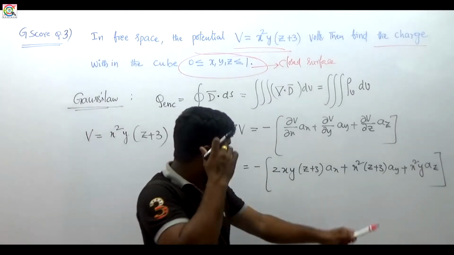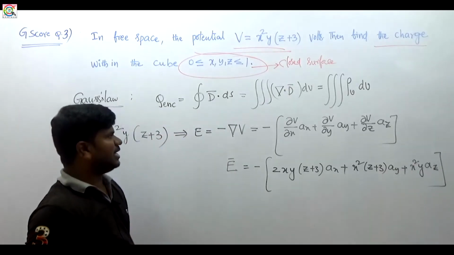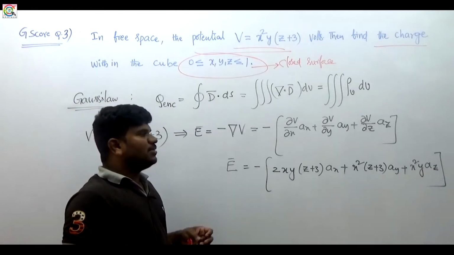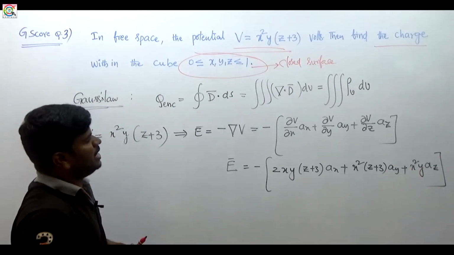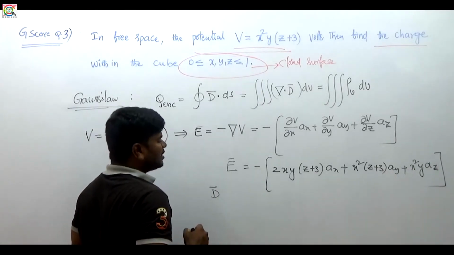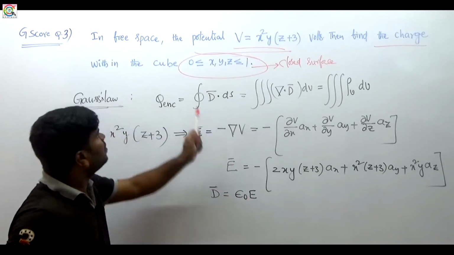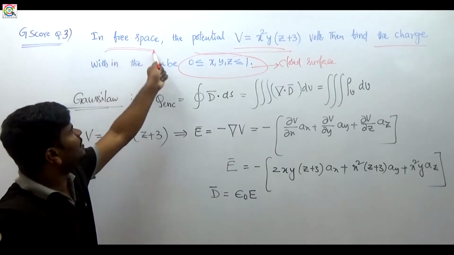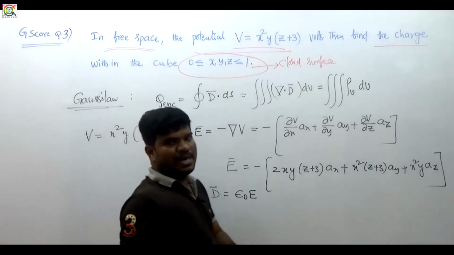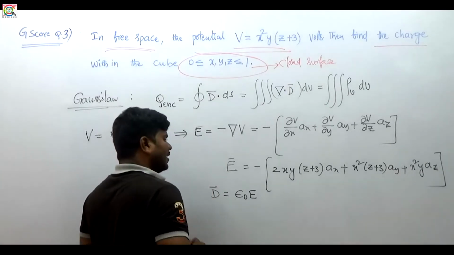So this is the electric field intensity, E bar, right? Now from this, how can you get the electric flux density? The electric flux density D bar is equal to epsilon naught into E. Why epsilon naught? Because it is given that it is free space. Otherwise, if any other medium is given, you should write the epsilon r value also, right? But here it is epsilon naught.